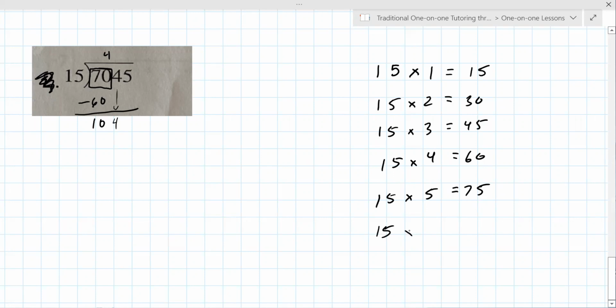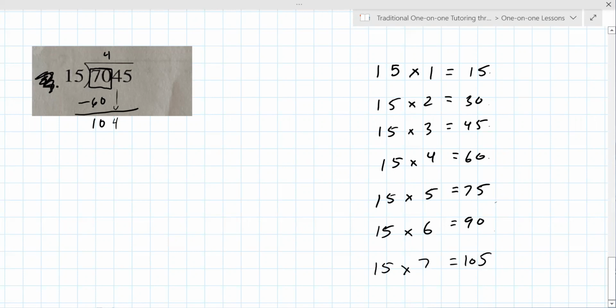So we've got to keep going on our list here. 15 times 6 is 90. If you can't tell, I'm adding 15 each time. There's also a pattern where the number either ends in 5 or it ends in 0. You can see that, so you look for those patterns.